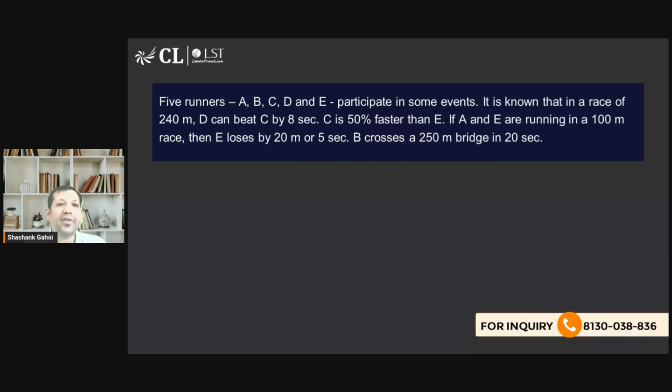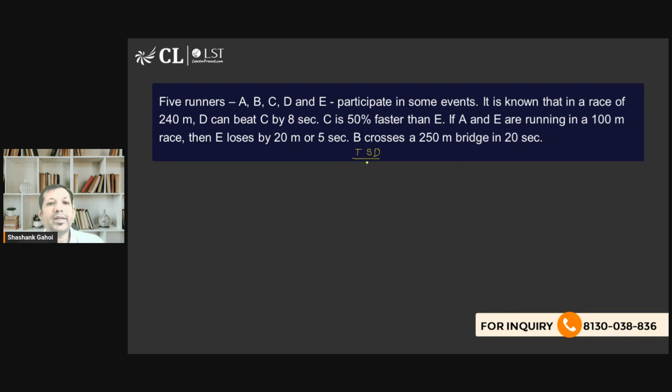So basically, five runners A, B, C, D, E participate in some event. Okay, fair enough. It is also known that in the race of 240... Okay, so basically it is talking about distance and speed. So this is a set that is based on the concept of TSD, time, speed and distance.